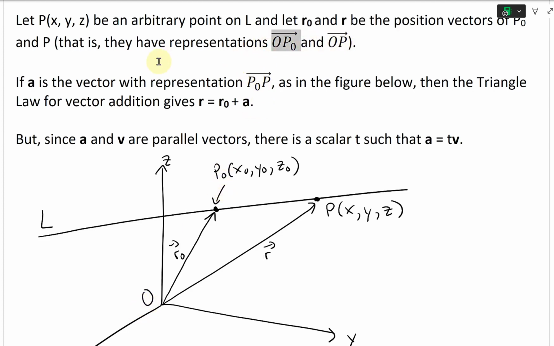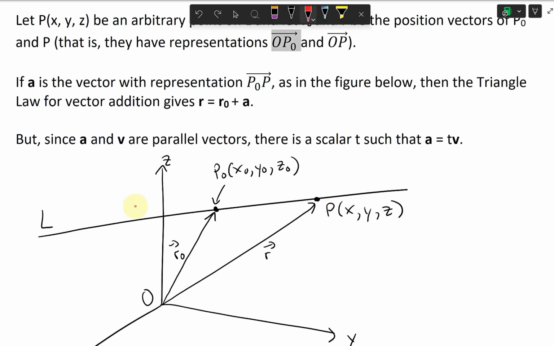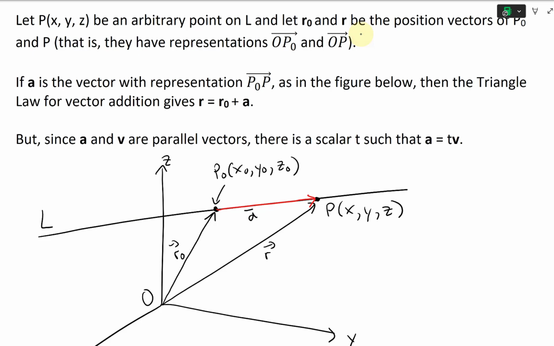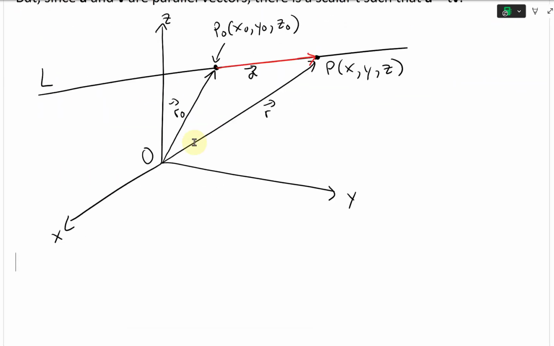Now, if a is the vector with representation P naught P, in other words, it goes from P naught to P, so that's going to be like this. It's a bit hard to see, so I'll draw this in red. This right here is going to be our a vector, with the representation P naught to P. And then the triangle law for vector addition gives r equals r naught plus a. So r equals r naught plus a, again by the triangle law.